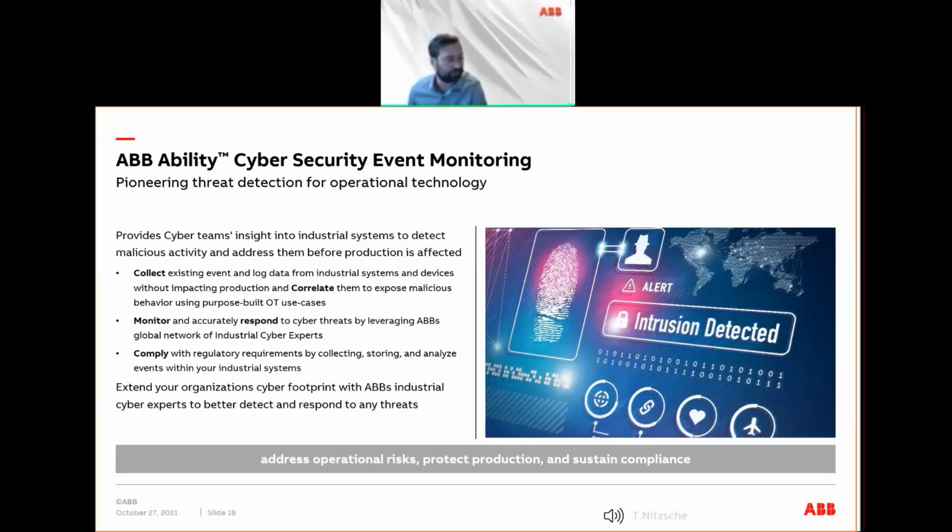We can have the audit trail list. We have all the information coming from the DCS endpoints from ABB, and we can use them in the correlation rules with our use cases. Can go ahead to the next slide.